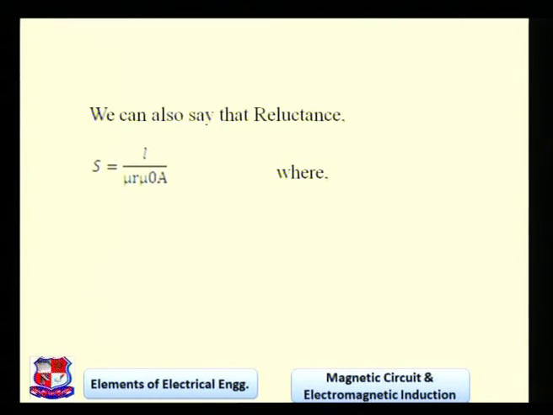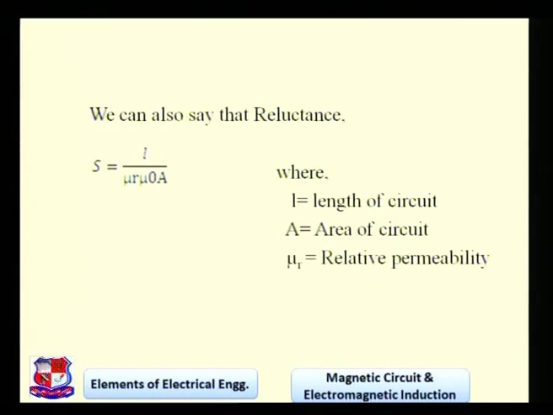So we can say that the reluctance depends upon the length of the magnetic circuit, the area of the magnetic circuit, and the relative permeability of the magnet. Here, L is the length of the circuit, A is the area of the circuit, mu R is the relative permeability, and mu 0 is the permeability of air. Now friends, we can see how the formula L by mu 0 mu R into A is derived.